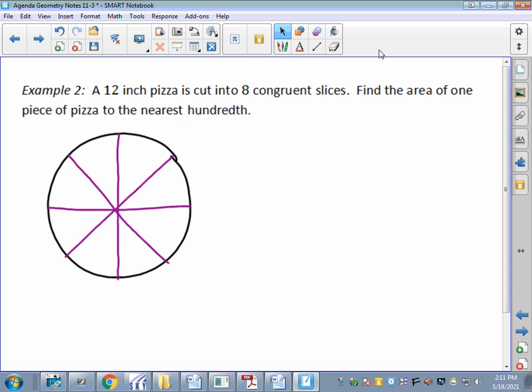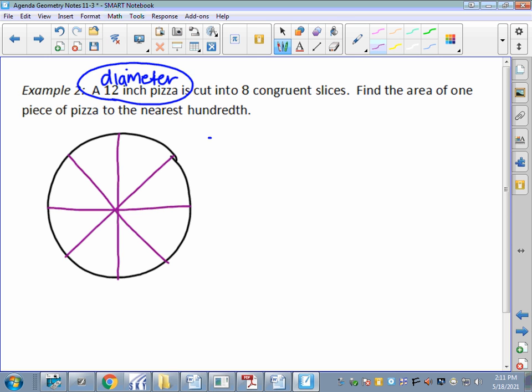It's a 12-inch pizza. When you order a 12-inch pizza, this is always your diameter. I'm not sure if you realize that, but the 12-inch pizza is the diameter. So from here to here, it's 12 inches. Find the area of one piece of pizza to the nearest hundredth. If I just eat this one piece, this sector, how much of that pizza did I eat compared to the area of the whole thing? So we have to do a little bit of figuring.